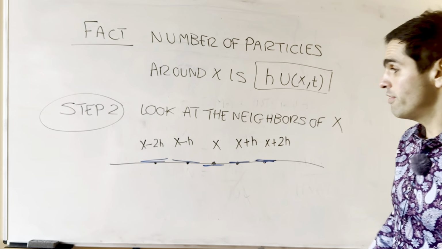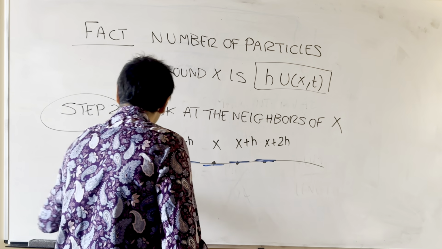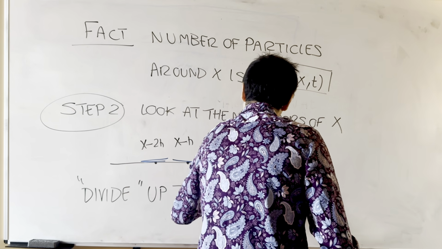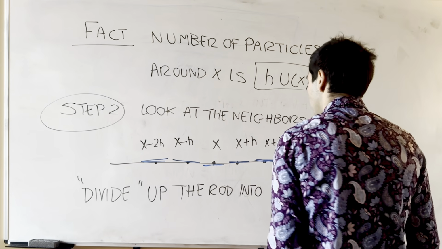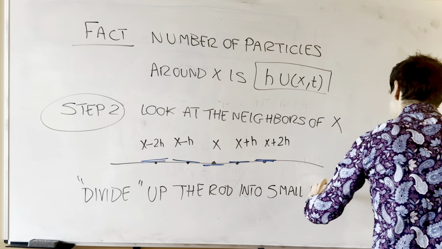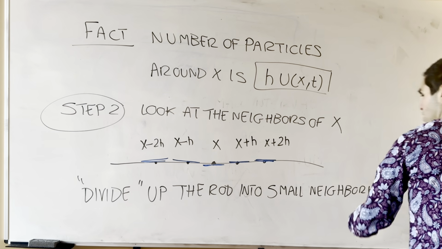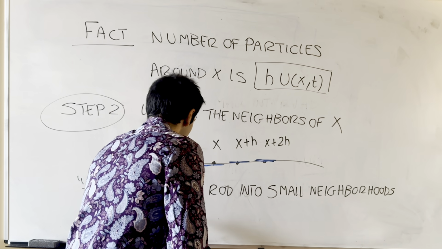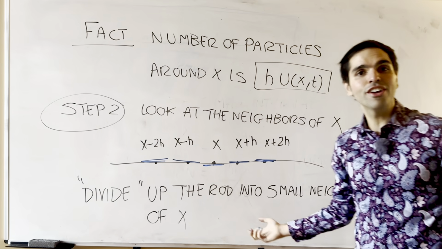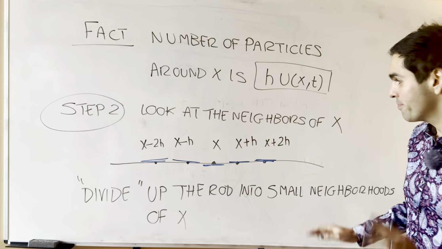So once again, what have we done here? So divide up the rod into small neighborhoods of x. Think like little countries, and we want to figure out how the particles jump from one country to the next.